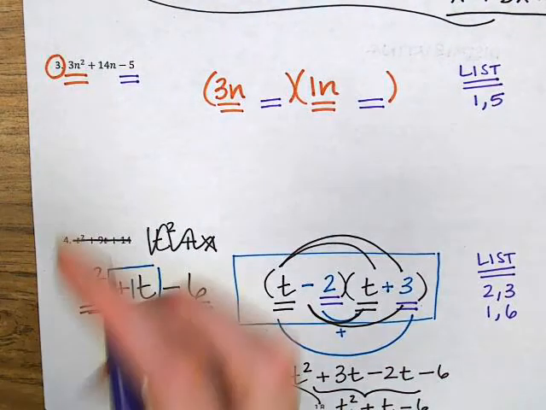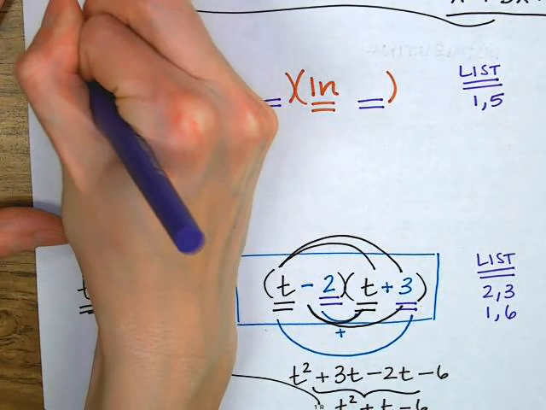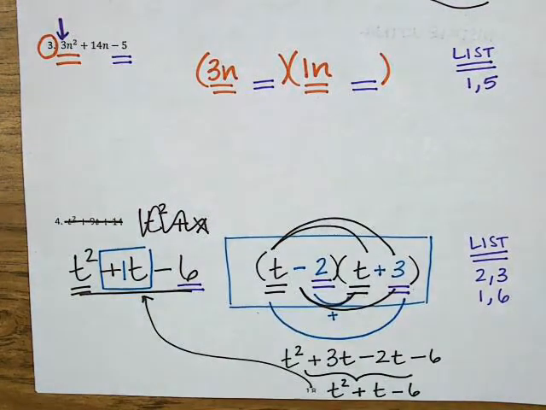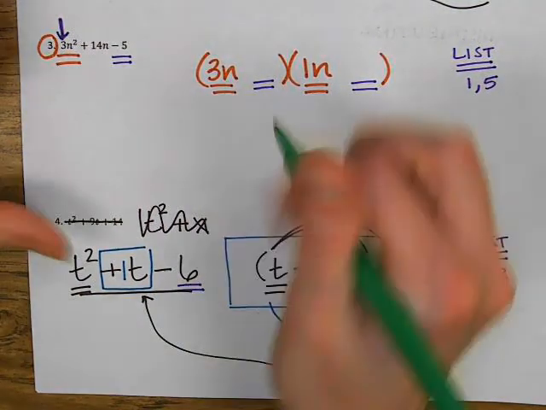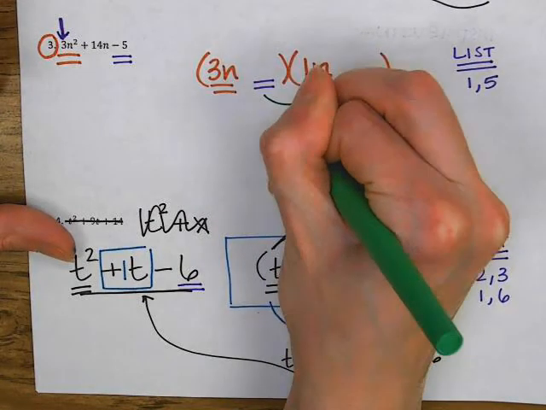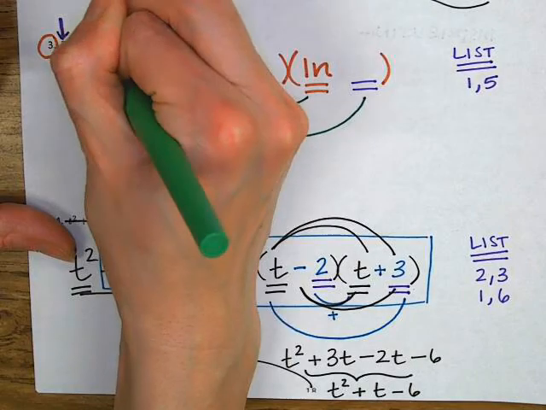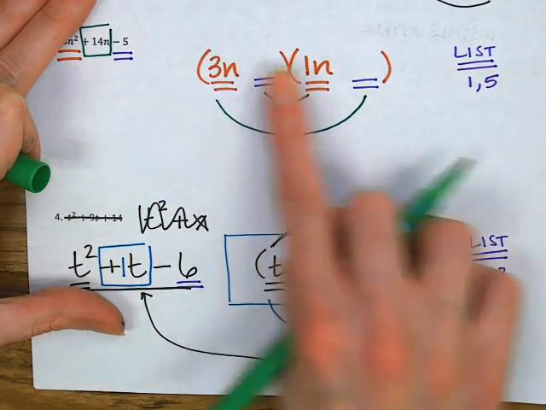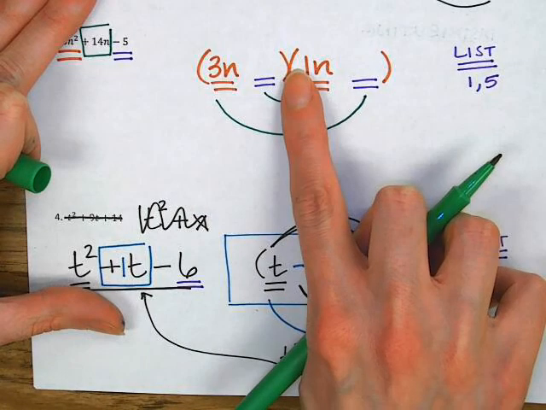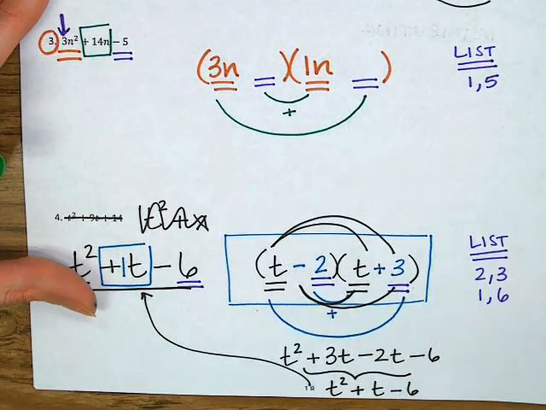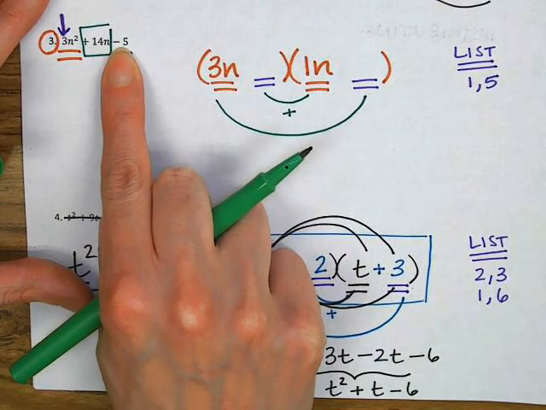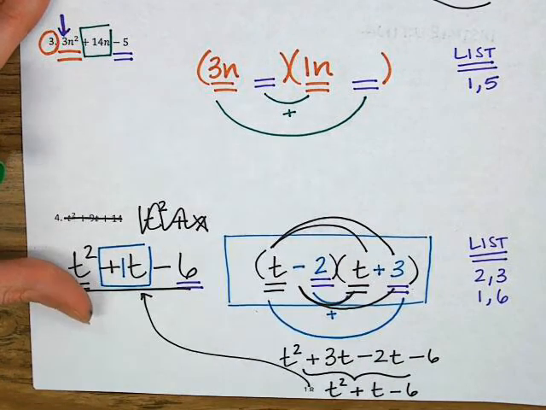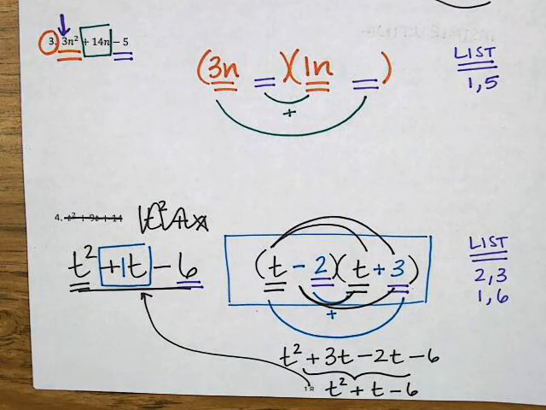Now, here's the problem. When the front number is not 1, the order does matter. It does matter where you put it. So here's the hard part. Remember, the inners plus the outers, they have to add to 14. So what do you guys think? Should the 1 go here, or should the 5 go here, or should the 5 go here and the 1 go here? Also keep in mind that one of them has to be negative, and that when you add the inners and the outers, you have to get 14. And here's where you guess and check, you play around.